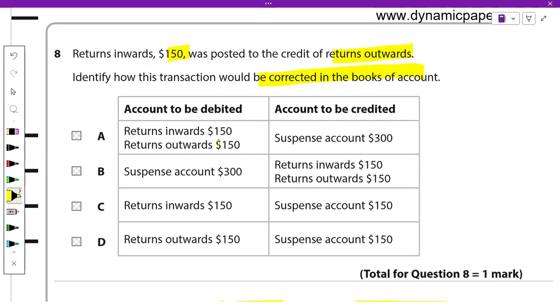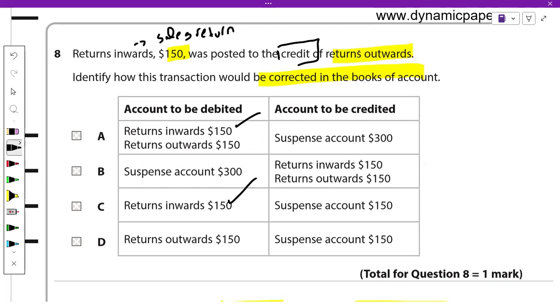Okay. So basically, return inwards means that this is sales return. So sales return should be debit. So we have to debit it, but we posted it in the return outwards. So return outwards would be carried. That's why we have to debit it, because we accidentally increased return outwards. We should not have done this.